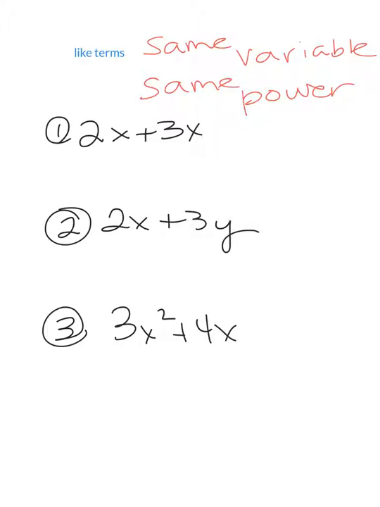So for instance, in number 1, we have 2x plus 3x. They do have the same variable, the x is the same, and the power is also both to the first power. So I am allowed to combine those, and I get 5x. In number 2, I have 2x plus 3y. Now right away I notice that the variables aren't the same. I have an x and a y, so I cannot combine like terms. So I can't combine.